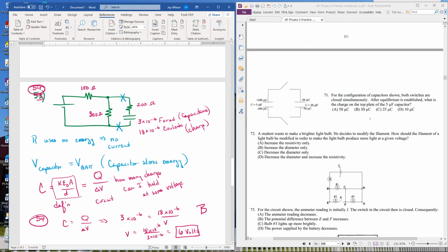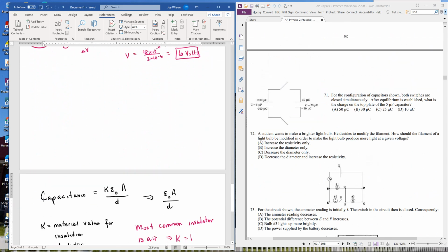Let's look at number 71, and feel free to pause on this. For the configuration of capacitors shown, both switches are closed simultaneously. After equilibrium is established, what is the charge on the top plate of the 5 microfarad capacitor? So here's what we've got.